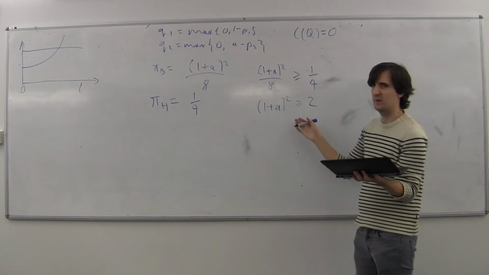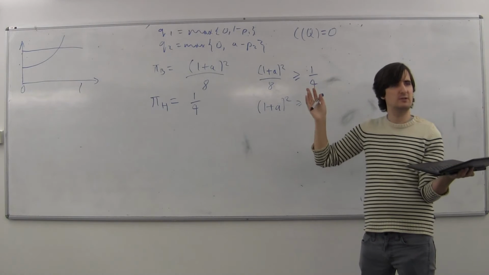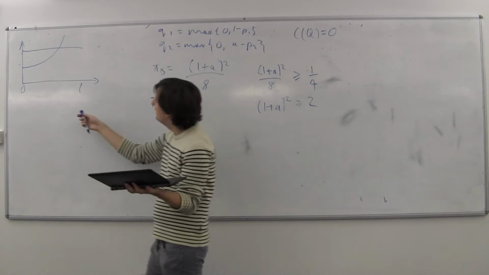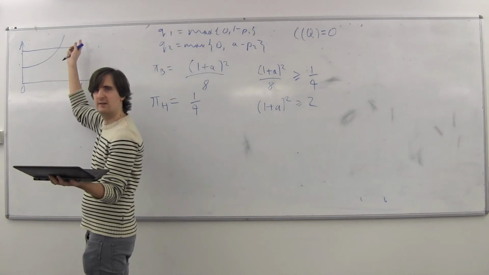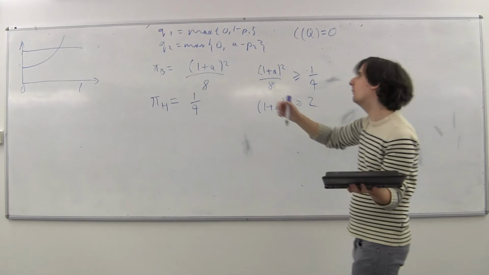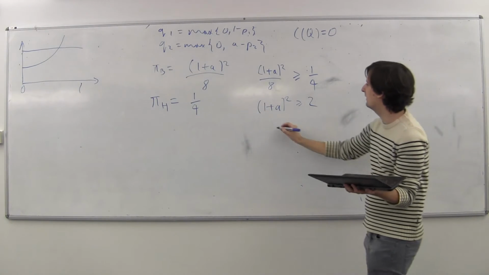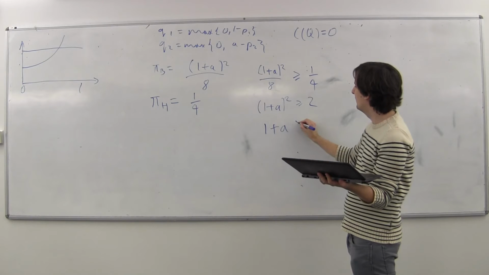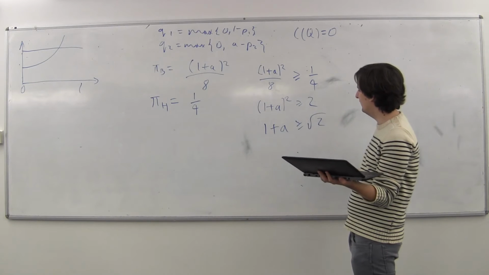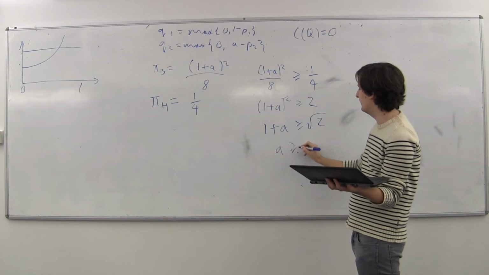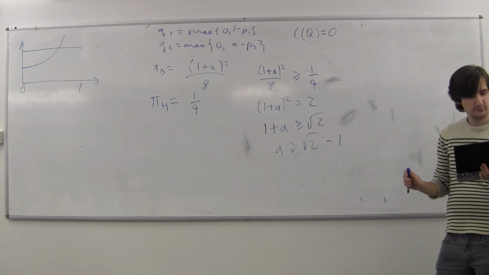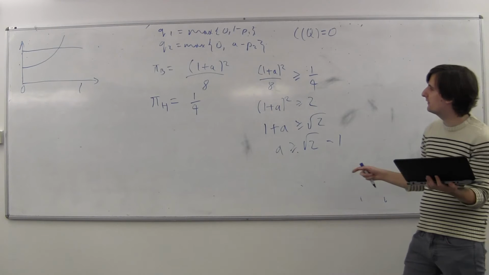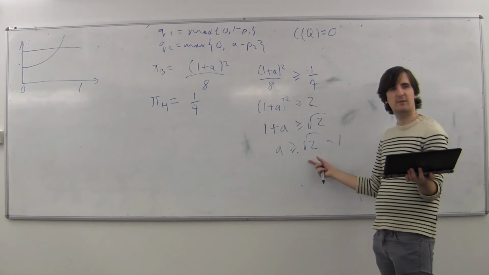So we don't have to worry about the second square root, because a is bigger than 0. This is just an increasing function. There's nothing funny going on with two square roots. So this is true if and only if 1 plus a is bigger than square root 2, so a is bigger than square root 2 minus 1. So the firm prefers to sell in both markets if and only if this thing is true.